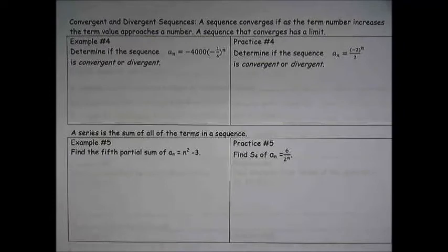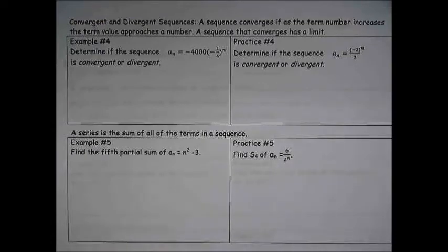For example 4, some sequences that go on forever actually get closer and closer to a given number, and that's called converging on that number. Some sequences just go towards infinity and just keep getting bigger or keep getting smaller. So if I was adding 1, that would be a divergent sequence. It's going to keep growing and keep growing.